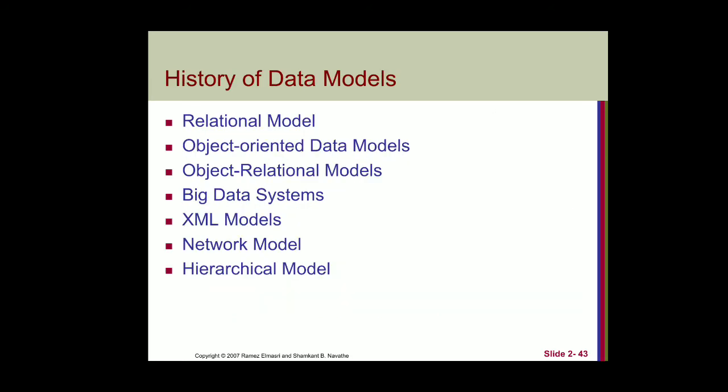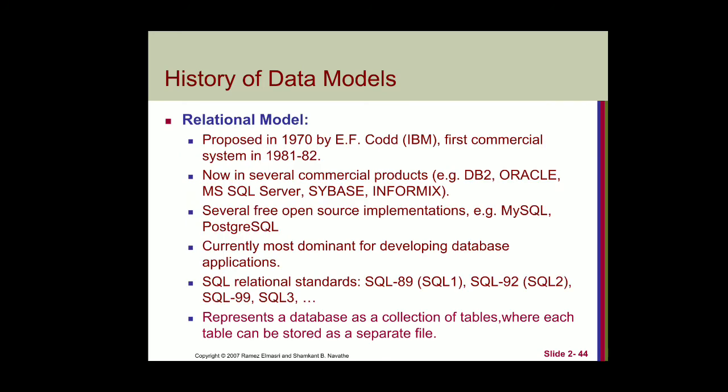Now let us have a glance at the history of data models. We have the relational model, object-oriented data models, object relational, then big data model, then XML models, then network model, and hierarchical model. The relational model was proposed in 1970 by E.F. Codd of IBM. The first commercial system came in 1981 to 82. Now it is available in several commercial products like DB2, Oracle, MS SQL Server, Sybase, Informix. So these are the various commercial products of RDBMS.